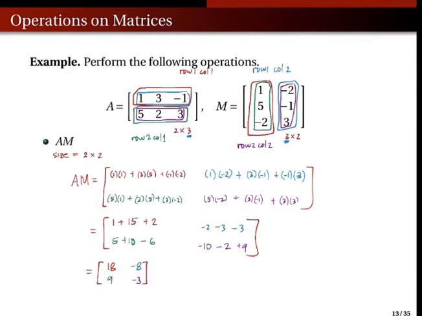Yes, question? So is the size of your final one always going to be the number of rows times the number of columns? Yes. So number of rows in the left factor by the number of columns of the right factor. Okay, perfect. Thank you. You're welcome.